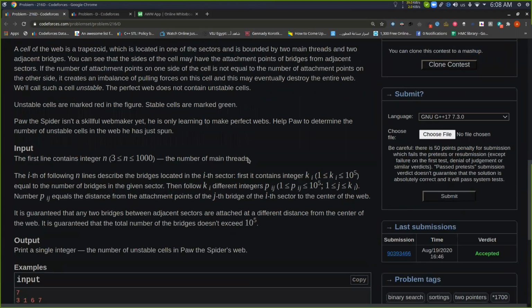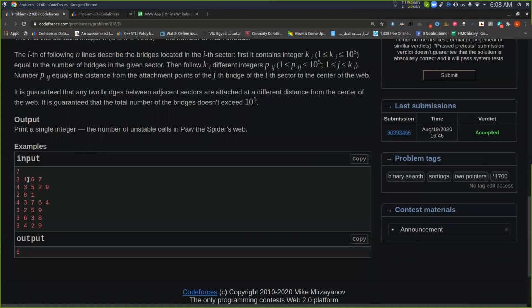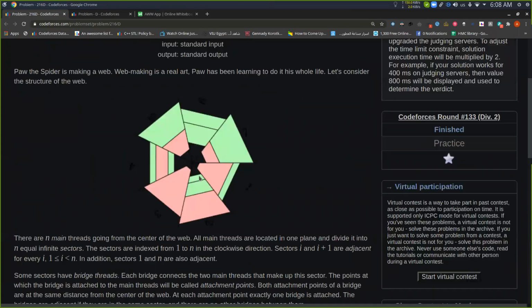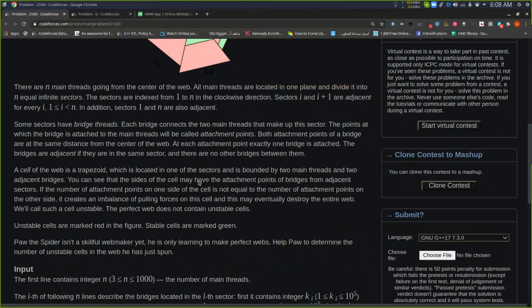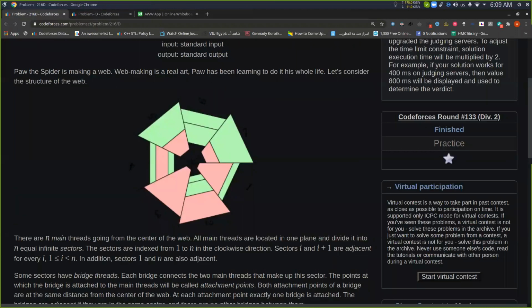Let's look at sector number 1 here. We're given a bridge at distance 1, which is this small one, another bridge at distance 6, here it is, and another bridge at distance 7, here it is. So for every sector we will loop through every cell, and every cell is bounded by two bridges. We'll start from i equals 2 until i equals k, and then check.